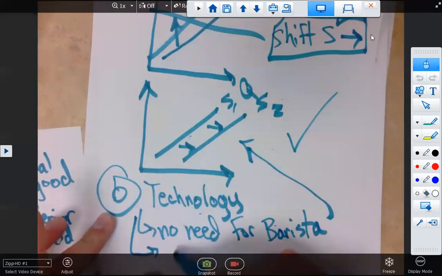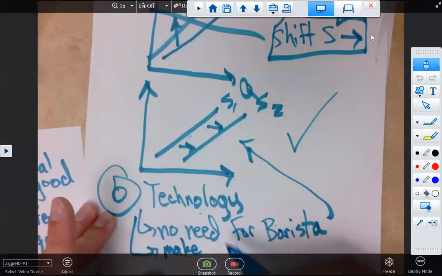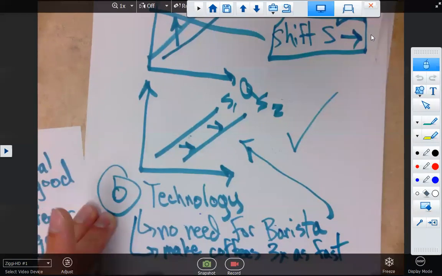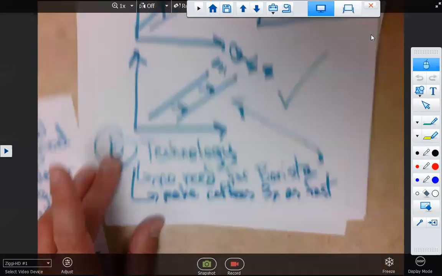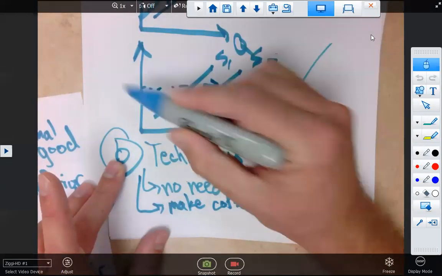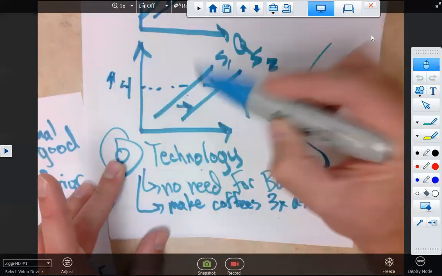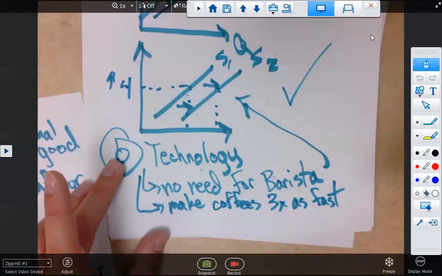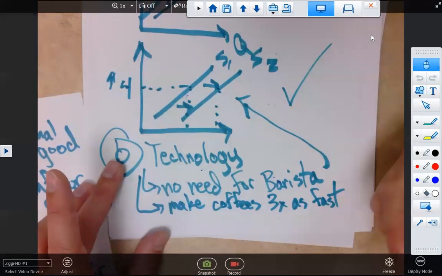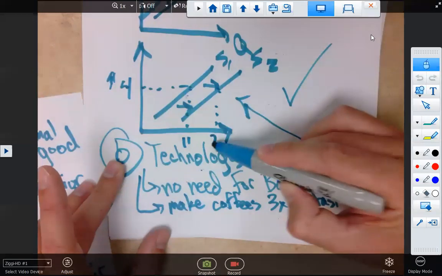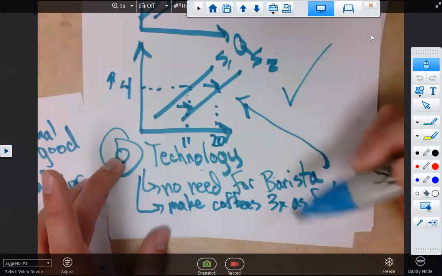Or we could even think, maybe not no need for baristas. What about they can make coffees 3 times as fast with a new machine? Maybe you still need a barista, but it's just super fast. You're still going to have an outward shift in the supply. At any given price, at that $4 mark, because you can put out more product, exactly. You can put out more product for a given budget of what you're paying your workers. So at any given price, instead of supplying 11 lattes, we're going to supply 20 lattes per day. Whatever.